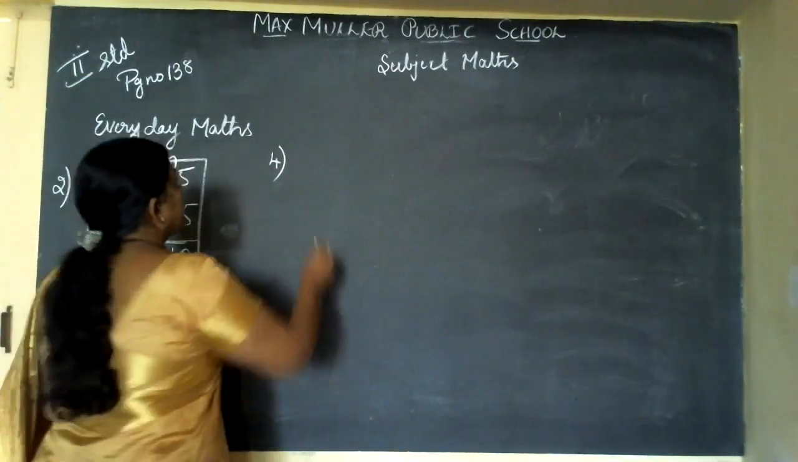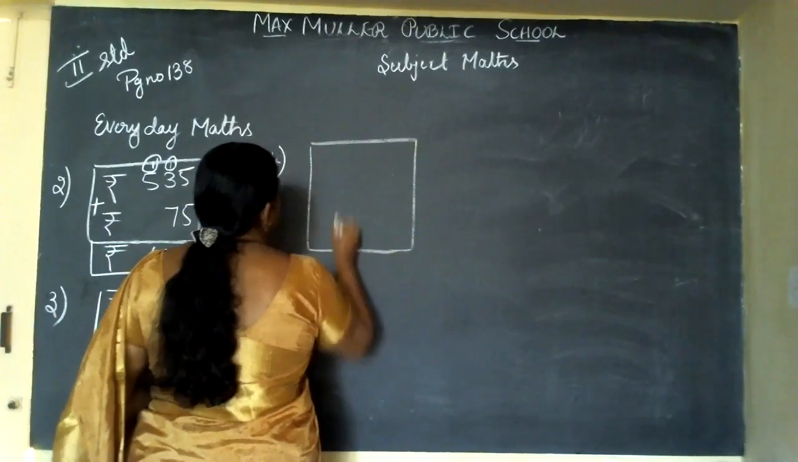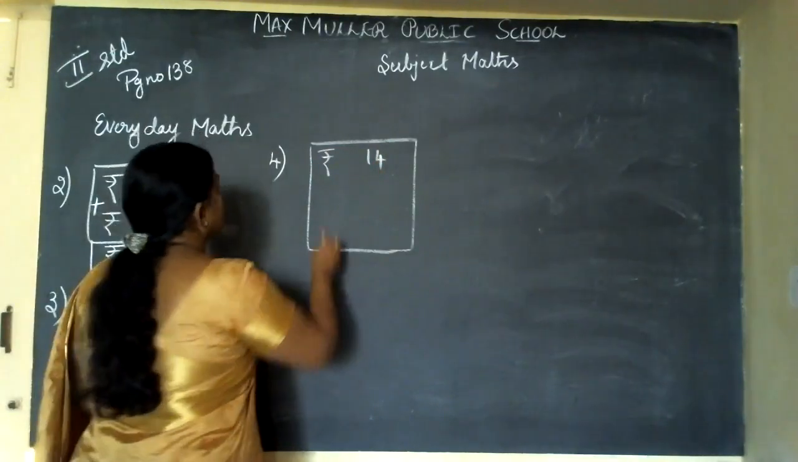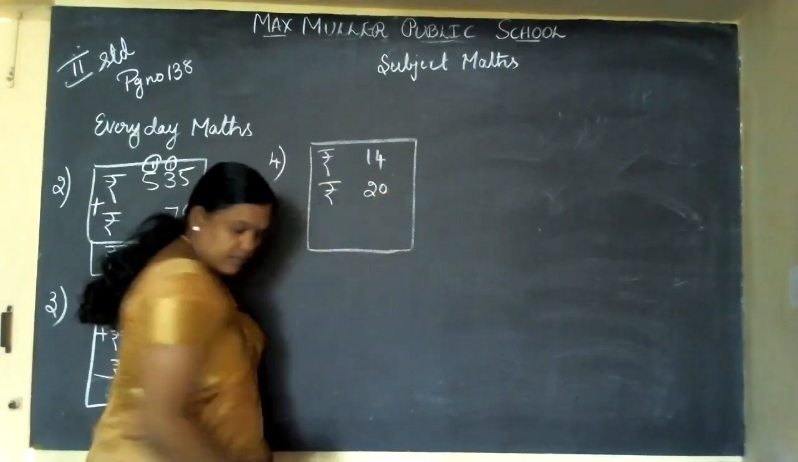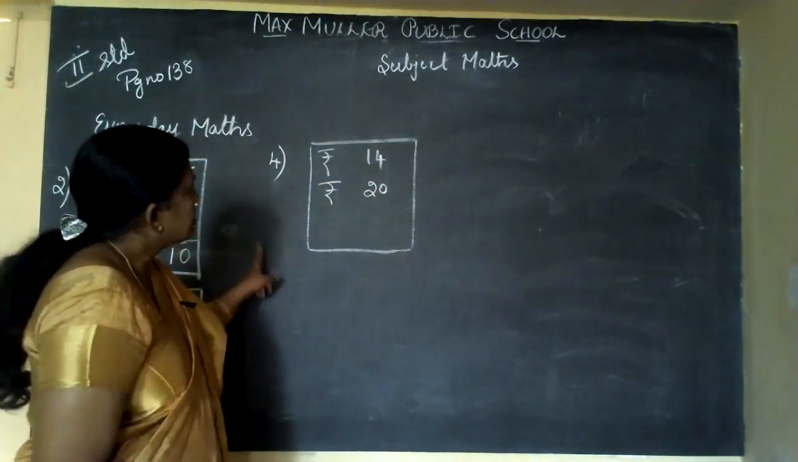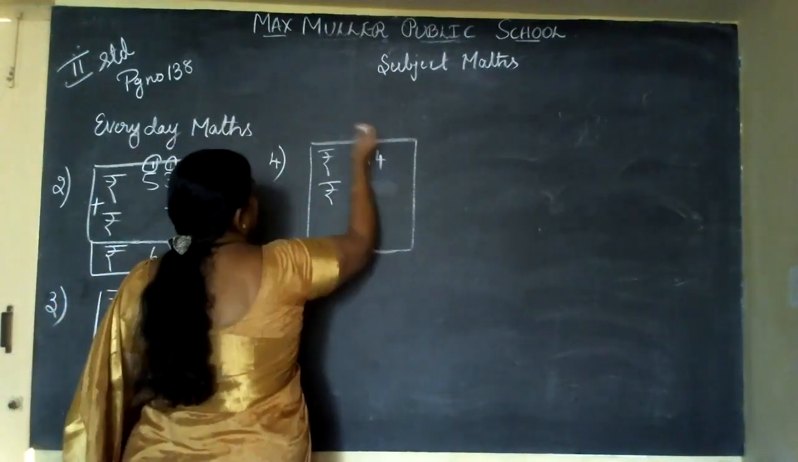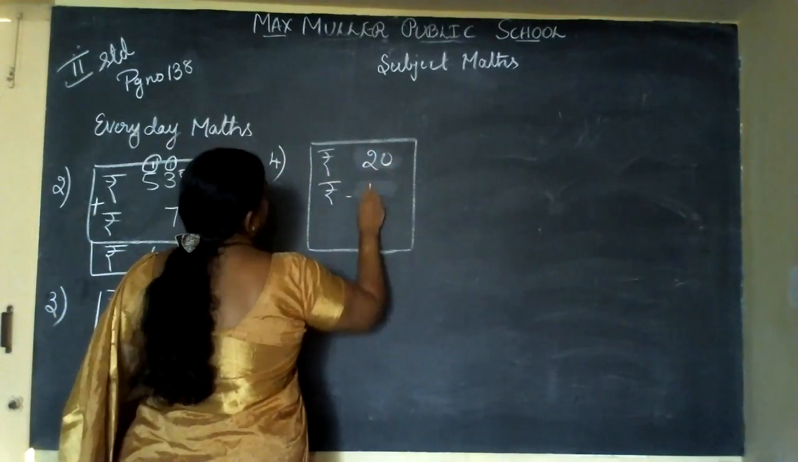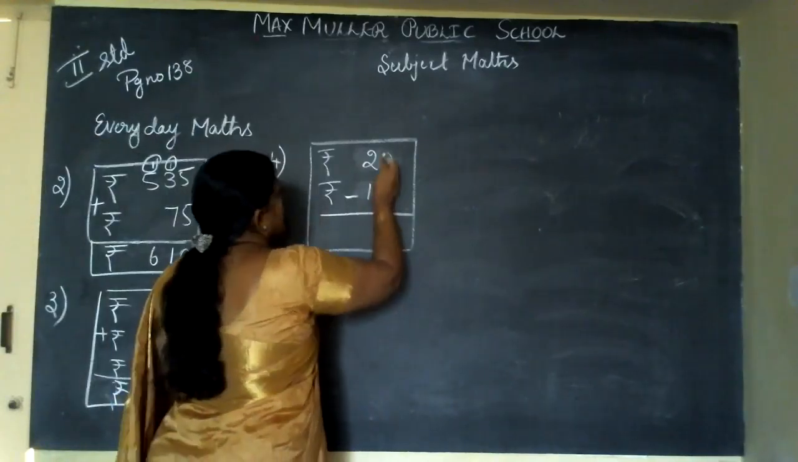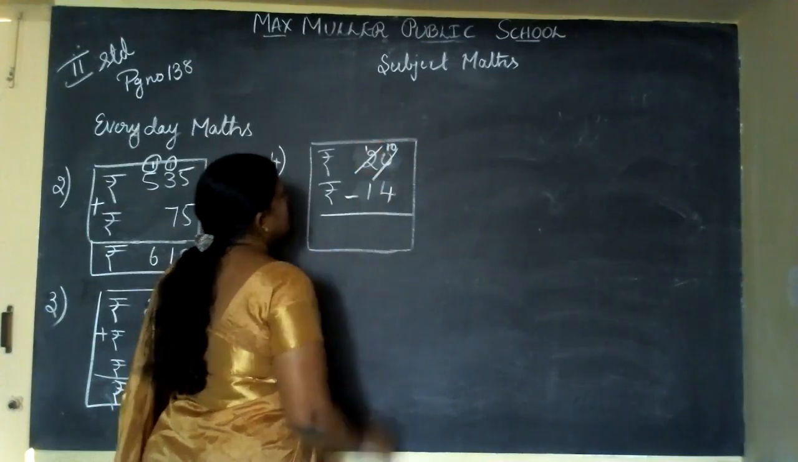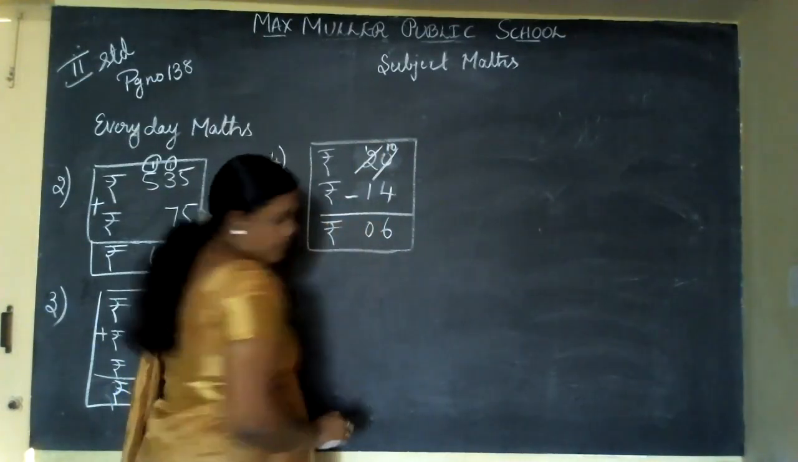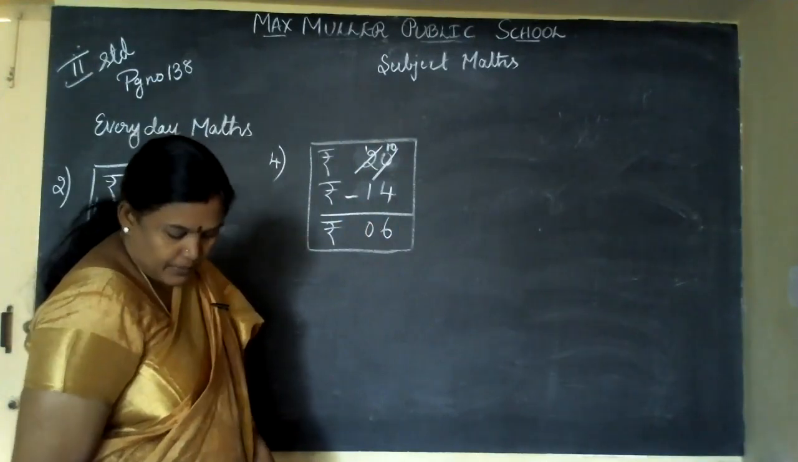Gautam bought a notebook for 14 rupees. He gave 20 rupees to the shopkeeper. How much money would he get back from the shopkeeper? Now for this you want to subtract. Which is the big number? 20 is the big number, no, children? First you want to write 20, here 14. Minus. You want to do the subtraction. We cannot take away 4 from 0, so we'll borrow. 0 becomes 10, 2 becomes 1. 10 minus 4, 6. He gets 6 rupees back from the shopkeeper.